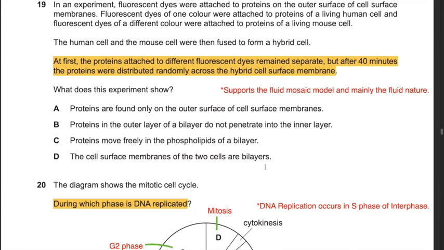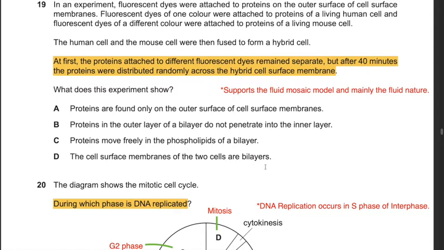Question 19. In an experiment, fluorescent dyes were attached to proteins on the outer surface of cell surface membranes. Fluorescent dyes of one color were attached to proteins of a living human cell, and fluorescent dyes of a different color were attached to proteins of a living mouse cell. The human cell and the mouse cell were then fused to form a hybrid cell. At first, the proteins attached to different fluorescent dyes remained separate, but after 40 minutes, the proteins were distributed randomly across the hybrid cell surface membrane. What does this experiment show?